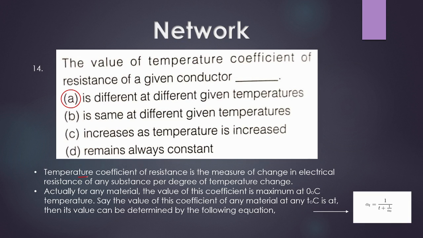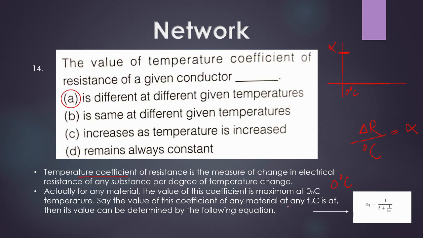So let's see what the temperature coefficient is. Temperature coefficient of resistance is the measure of change in electrical resistance of any substance per degree of temperature change, per degree Celsius. This is nothing but alpha. For any material, the value of this coefficient is maximum at 0 degrees Celsius. So alpha is maximum at 0 degrees Celsius.